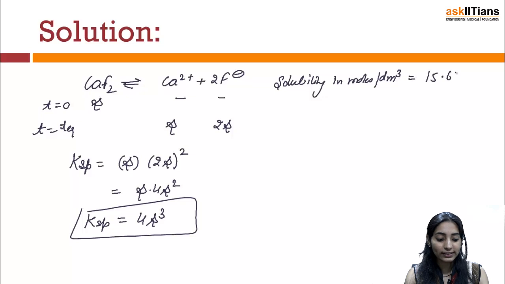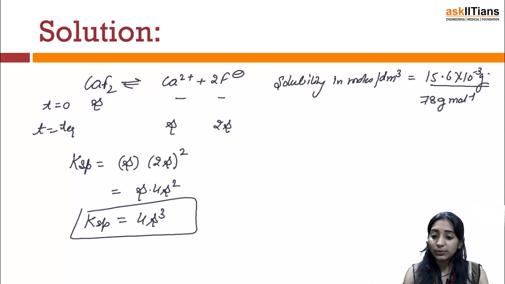To get the value of solubility in moles per decimeter cube, I'll simply divide 15.6 into 10 to the power minus 3 grams, which is the value given to me, by the molecular weight, that is 78 grams per mole. So the value was given in grams per liter, and grams and grams get cancelled. The value of solubility comes out to be 2.0 into 10 to the power minus 4 moles per liter.